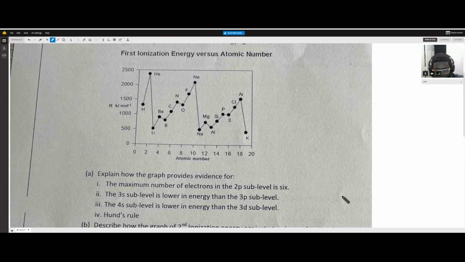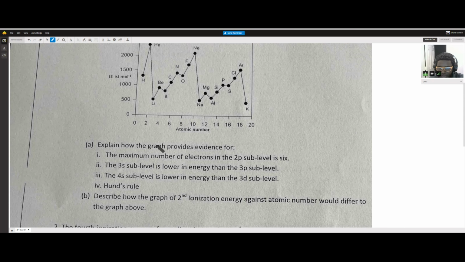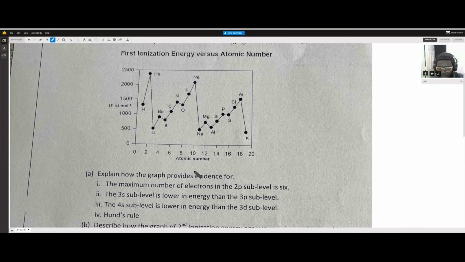I think it is. Okay, so let's go through the first thing. Explain how the graph provides evidence for how we know the maximum number of electrons in the p sublevel is 6. Well, I don't think you were getting it while I was trying to explain it, but this graph shows the ionization energies. It tells us pretty much how much energy it takes to remove that electron for this given element. We can tell here.